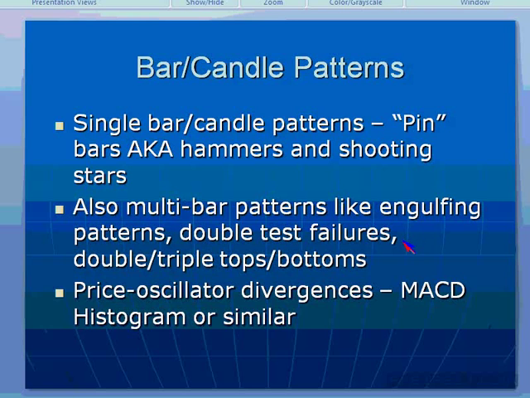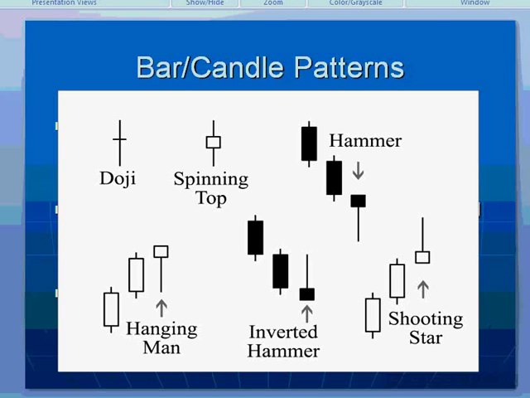These two are of utmost importance, hammer and shooting star, at least for me, or for my approach to the market. And then you've got oscillators. Now, once again, not only are oscillators used to talk about price oscillator divergences, but they're also good for talking about turns from overbought or oversold.